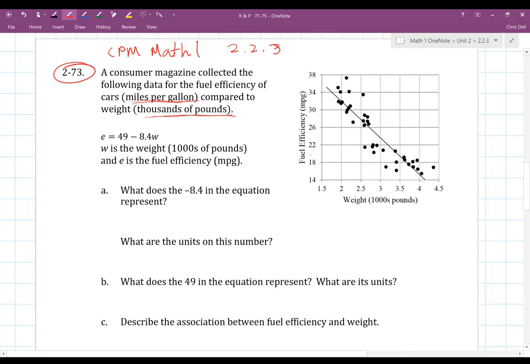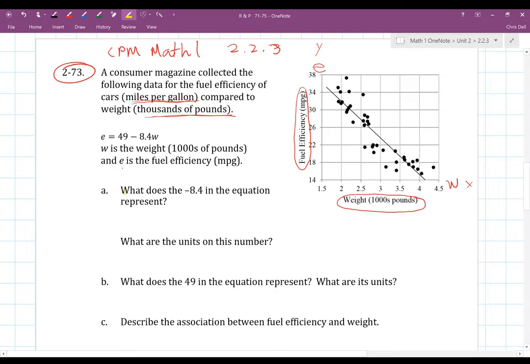We have our miles per gallon, our fuel efficiency, as the y-axis, and the weight, thousands of pounds, is the x-axis. It says E equals 49 minus 8.4 W, where W is the weight in thousands of pounds and E is the efficiency. So normally it's our X and Y, but our variables this time are W and E. So it asks some questions here.